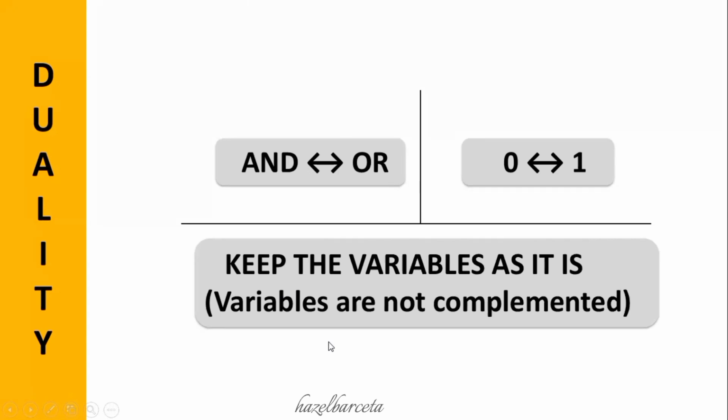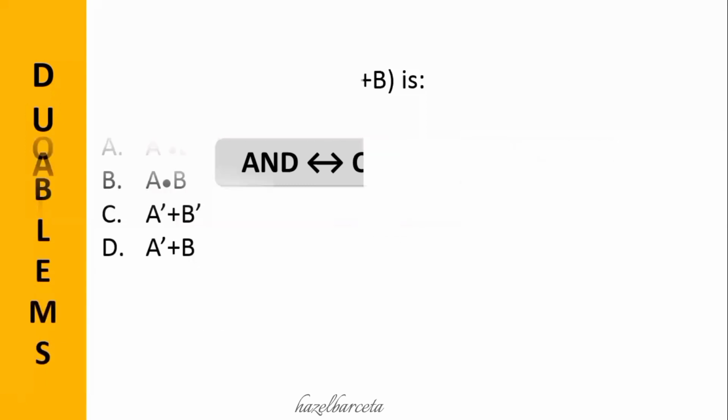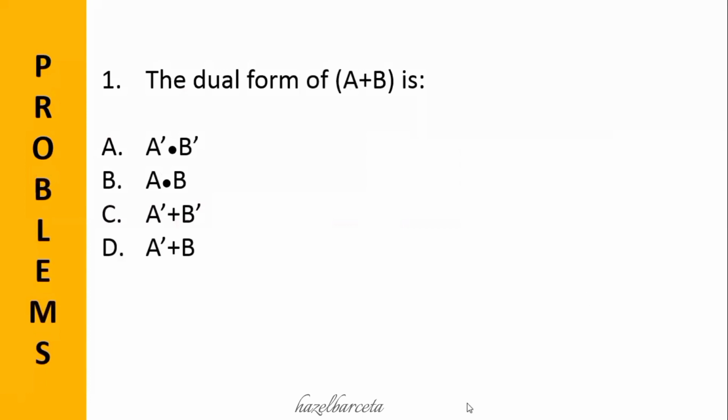Variables as it is. Keep variables as it is, or variables are not complemented. Very important, okay? Let's have our example. The dual form of A or B is, so dito, ang gagawin lang po natin ay papalitan lang po natin yung plus ng times kasi hindi po natin papakialaman ang ating variables, right? So, hanapin po natin ang A and B.